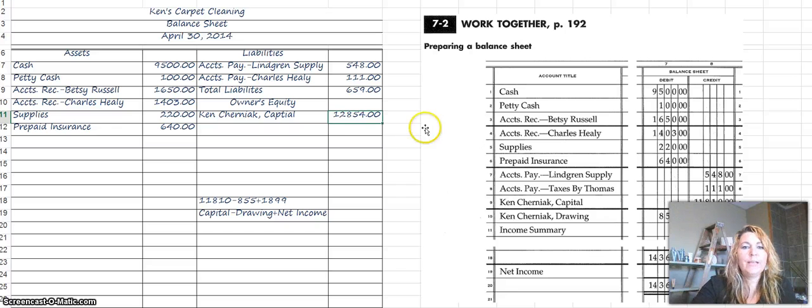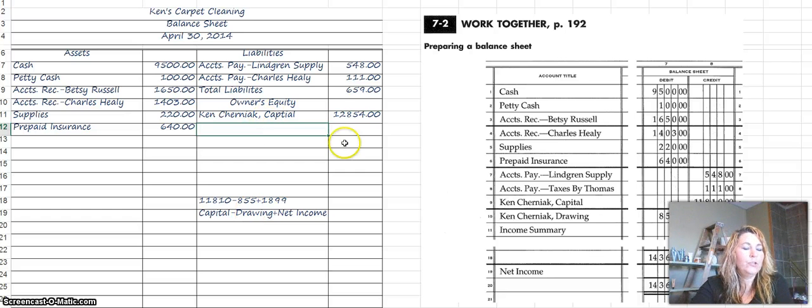Okay, so you should get a capital account of $12,854. If you didn't come up with this number, double check your math, double check what you were adding and subtracting to make sure you get that right. Okay, don't actually write this on your balance sheet. This is just so that you could see what I was doing.